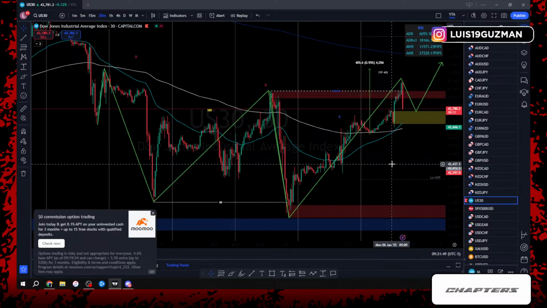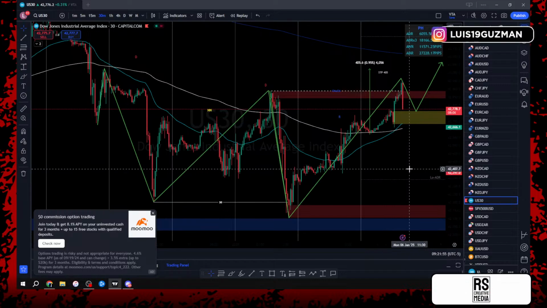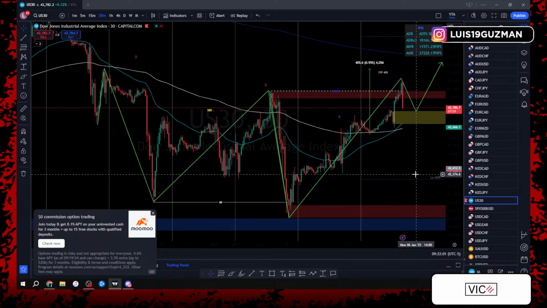Let's look at the shorts. Let's look at the sellers, right? Do we have confirmation that price wants to sell? And we do. So if you have confirmation that price wants to buy and you have confirmation that price wants to sell at the same time, you already know you're in a trap. You already know you're going to be trapped. And it doesn't matter what position you take.